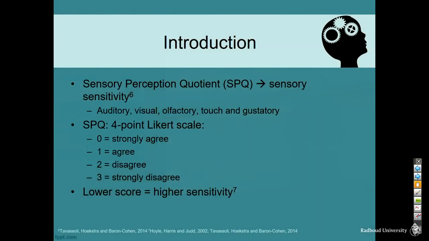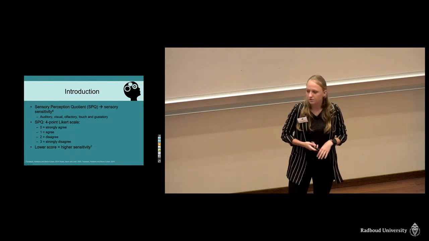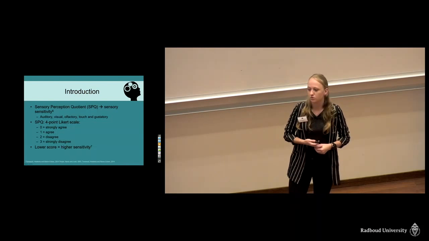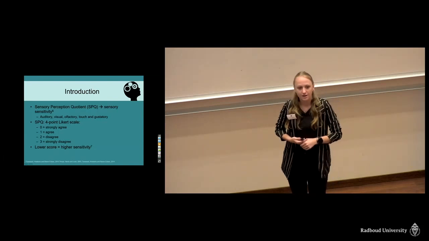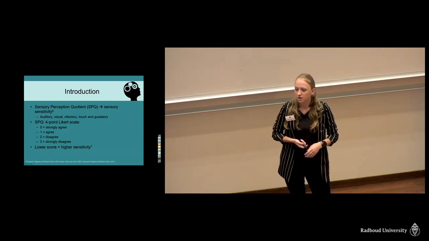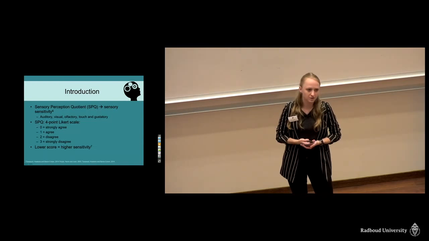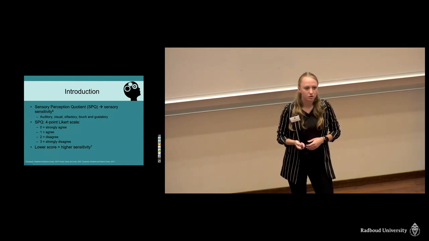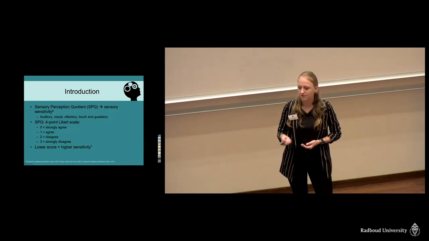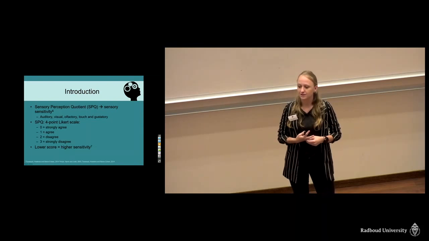And this sensory sensitivity can be measured by a questionnaire, which is called the Sensory Perception Quotient, short SPQ. And this is divided into 5 subdomains called auditory, visual, olfactory, touch, and gustatory. And it is scored by a 4-point Likert scale, where 0 means strongly agree, 1 agree, and up to 3 strongly disagree. Participants have to score how much they agree or disagree with statements, and then the score gets summed, where a lower score means a higher sensitivity.